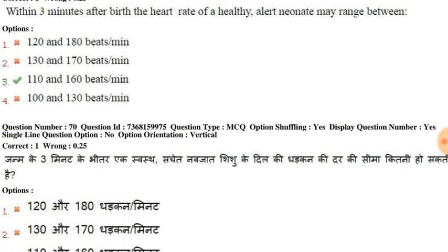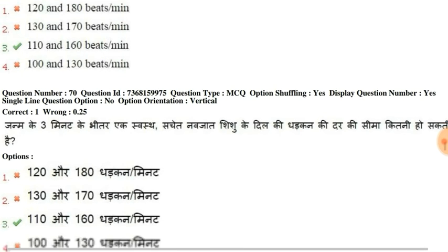Next is, within 3 minutes after birth, the heart rate of a healthy, alert neonate may range between. So there are four options and the correct answer is third one, that is 110 and 160 beats per minute.